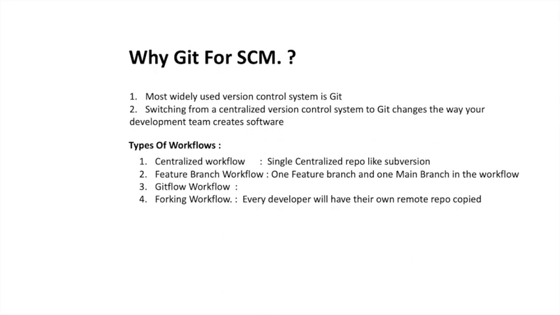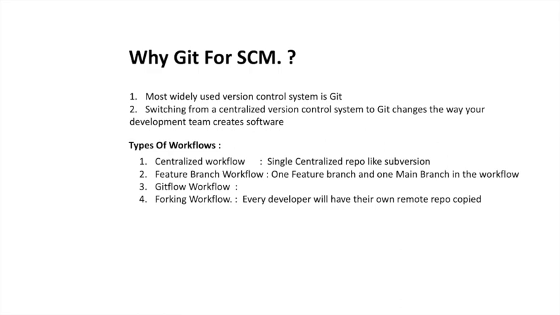Let's see why Git for source code management. It's the most widely used version control system, of course. Switching from a centralized version control system to Git changes the way your development team creates software. When I call it software, it is source code in other terms. It is very easy for you to manage the software using Git. As I said, it is open source software, and you can install it in your local.